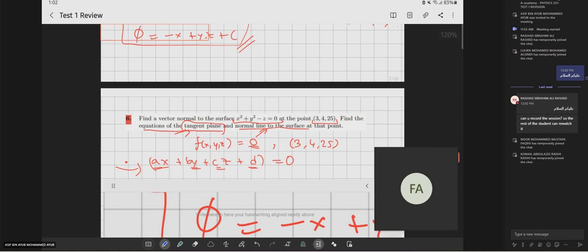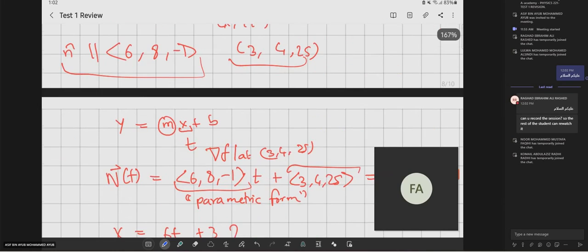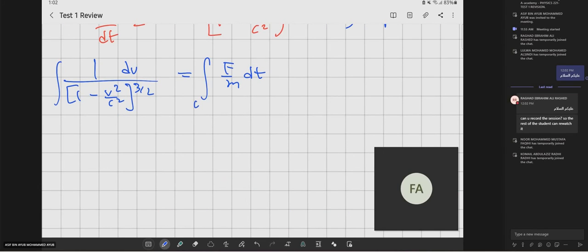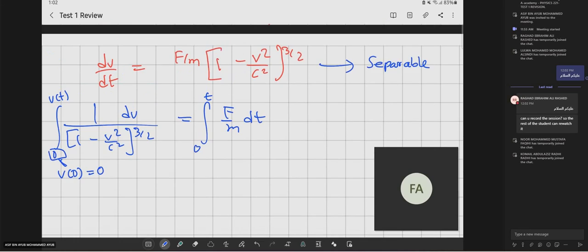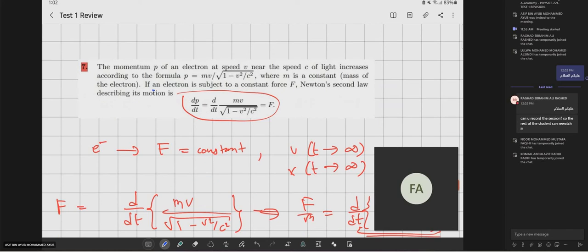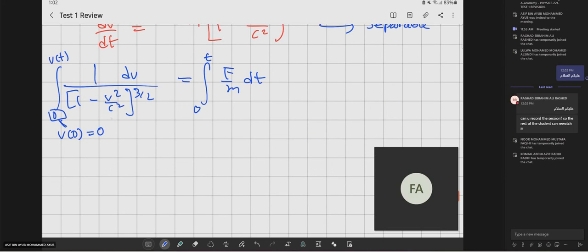And if I integrate both sides from 0 to t, and on this side I have 0 to v of t. Why 0? Because at t equals 0, the electron is at rest. In the question, it says the electron is at rest. Well, let's assume that the electron is at rest. So it will start at 0.